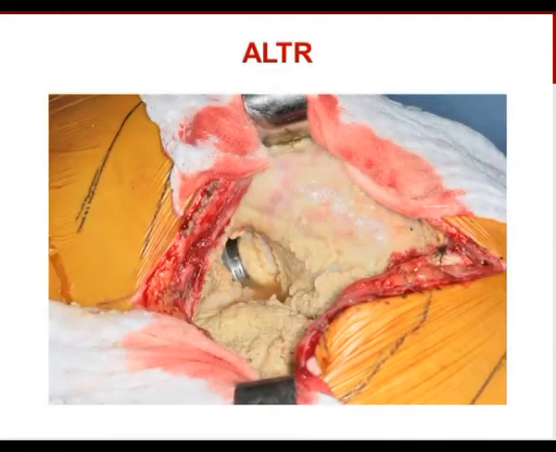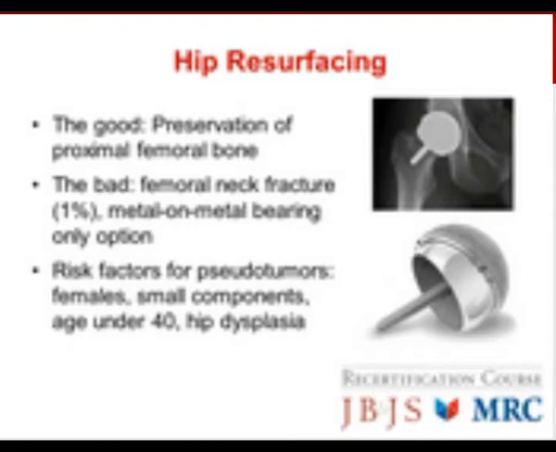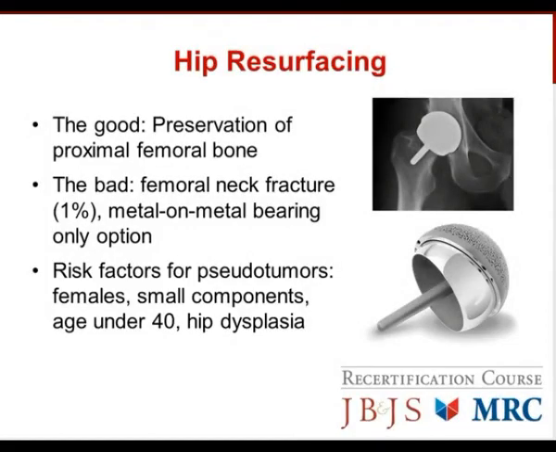This is what it looks like clinically. We see widespread necrosis, and what we're all afraid of in these patients is loss of the abductors, as that's a very difficult problem to solve. Hip resurfacing, the good of hip resurfacing is that it preserves the femoral bone stock. The bad is the unique complication of femoral neck fracture, this was seen at about 1%. The enthusiasm for hip resurfacing has certainly decreased over the last several years due to some of these metal-on-metal bearing problems.